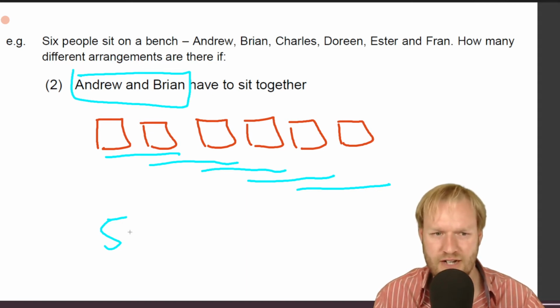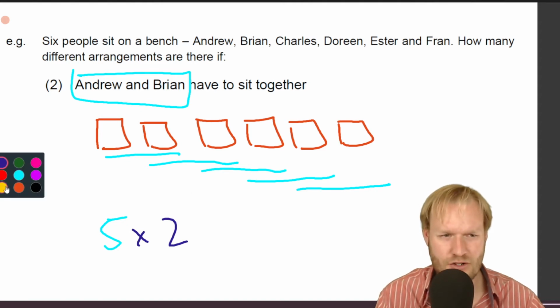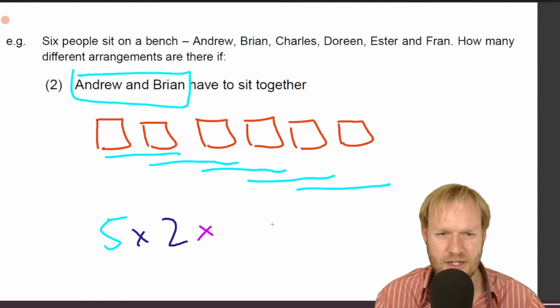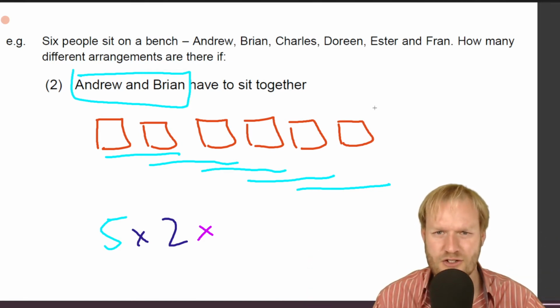So in each of these 5 options, there are 2 ways that they could sit. Then what we need to do as a final step is multiply that by how many different ways all the other people can sit: Charles, Doreen, Esther, and Frangipani.